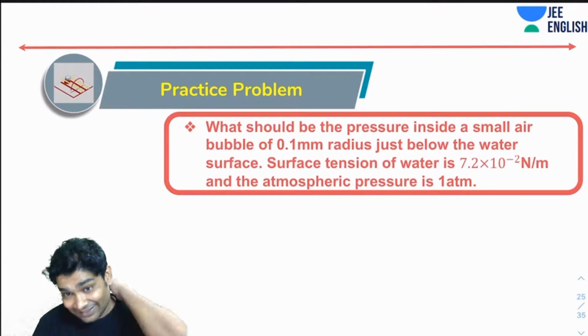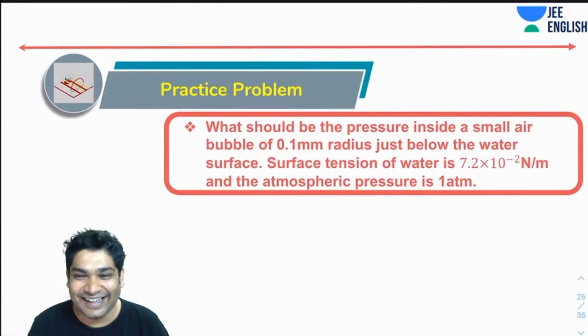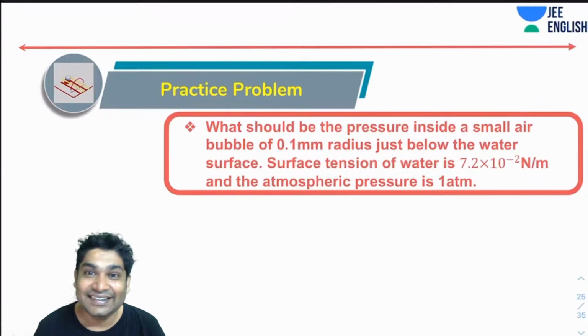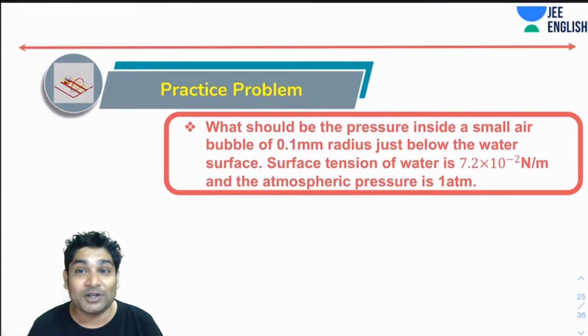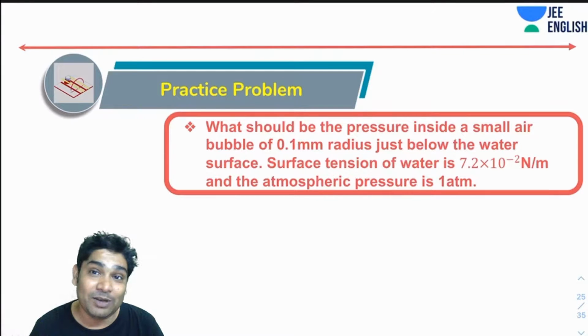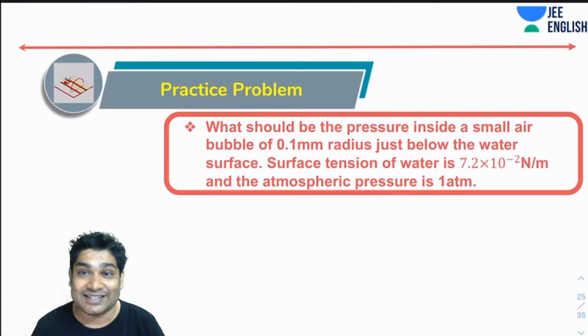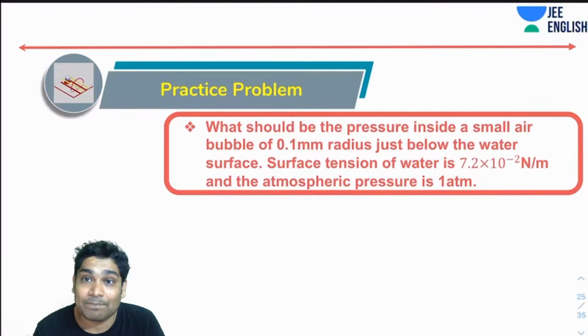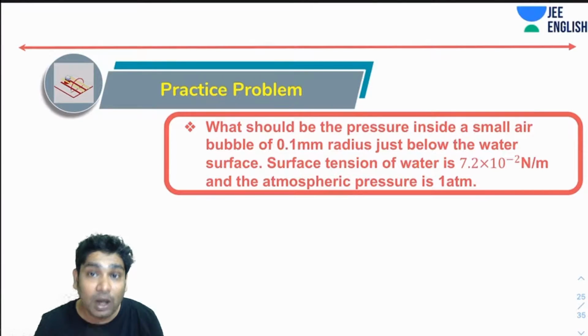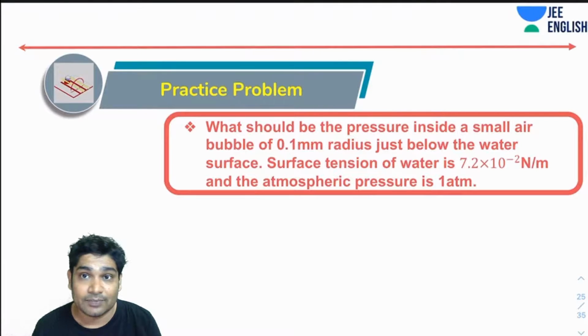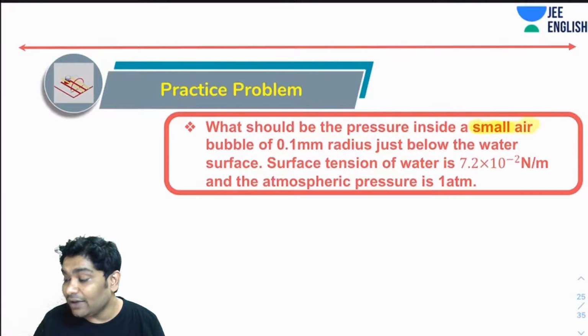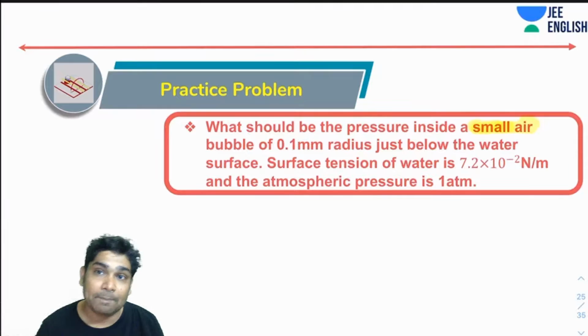So remember that. So another practice problem. What should be the pressure inside a small air bubble of radius 0.1 just below the water surface if the surface tension is this? Okay, and atmospheric pressure is this. So please find this. So you'll find the pressure inside a small air bubble just below the water surface. Again, why am I using the term small? So that you can ignore the variation of pressure inside the liquid.